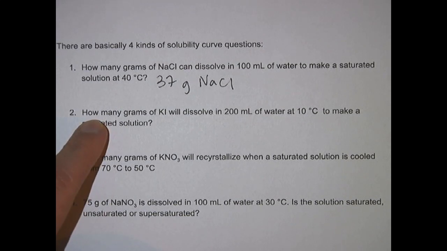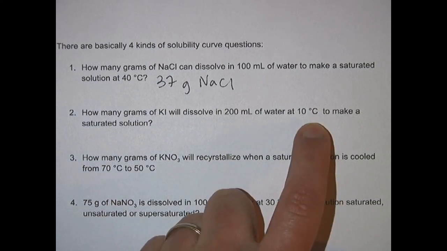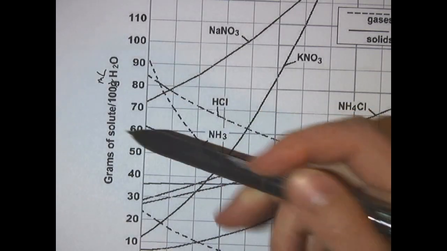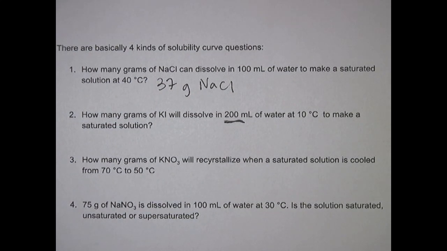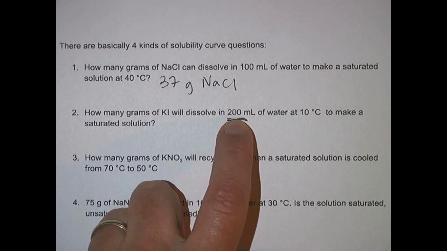Different kind of question you'll see. How many grams of potassium iodide will dissolve in 200 milliliters of water at 10 degrees Celsius to make a saturated solution? This question is different because instead of saying 100 milliliters of water like this graph says, it's for 200 milliliters of water. So instead of reading the graph simply and writing that number down, you're just going to multiply it by 2, because the graph is for 100 milliliters of water, but the question's asking about 200 milliliters of water.